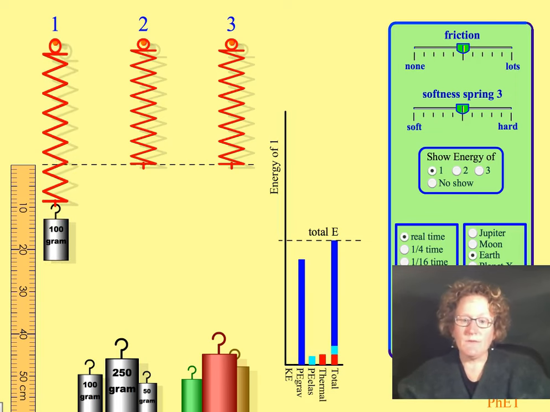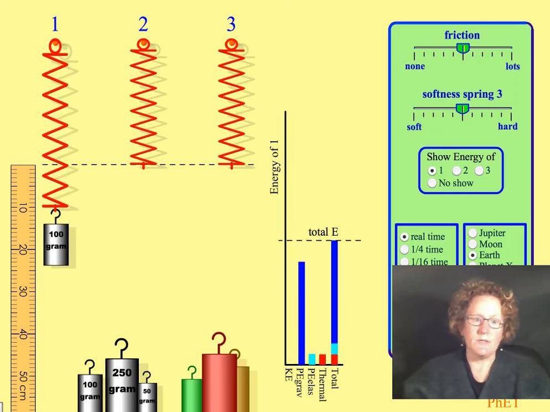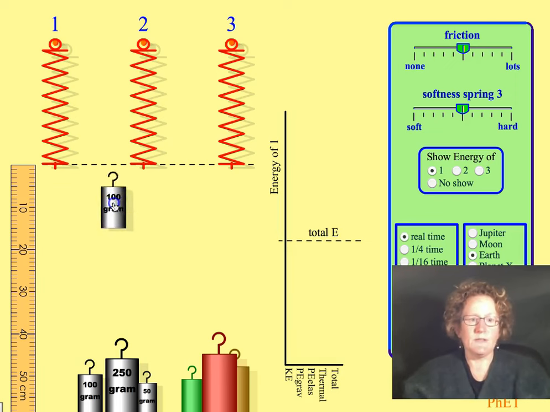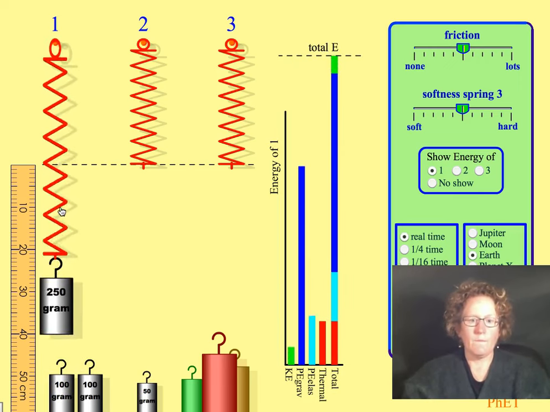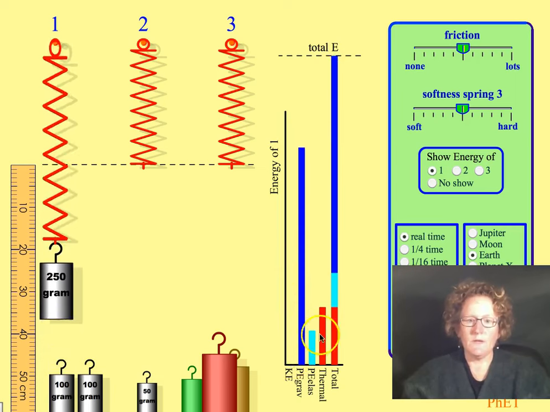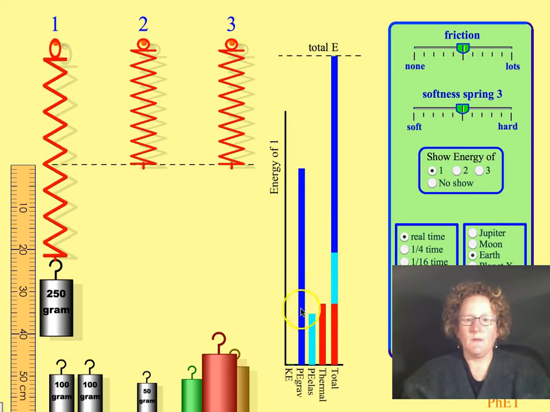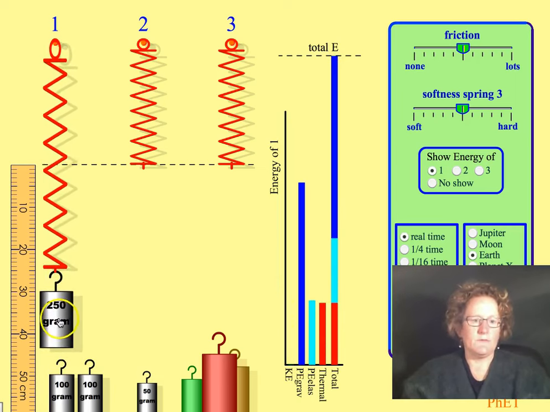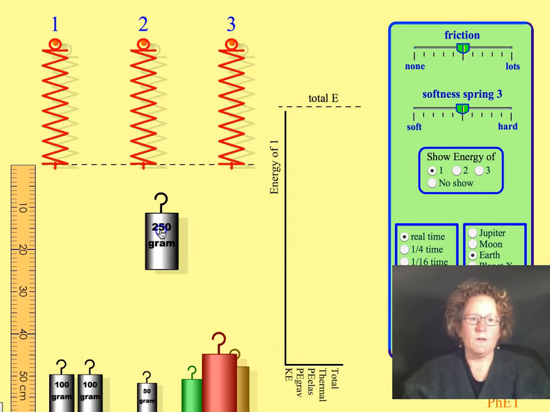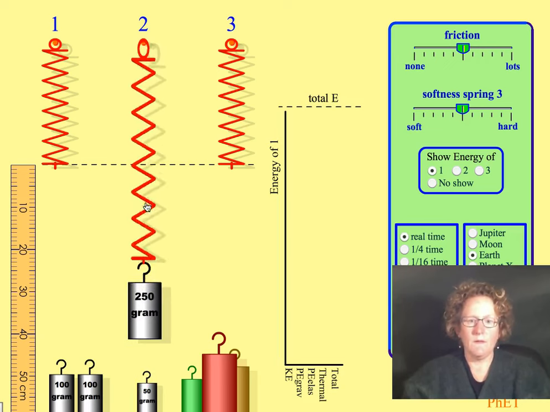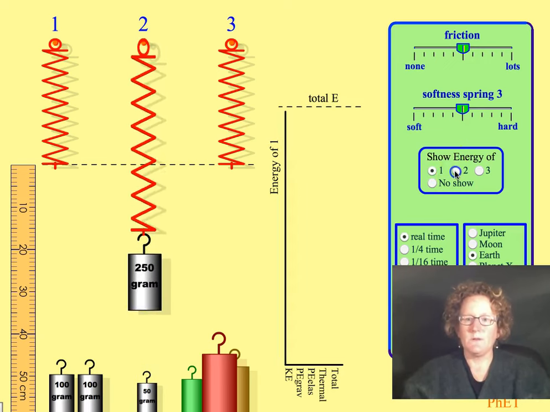In the next question, we have to figure out why we used varying conditions. We may also want to test this with a different mass. You can see all of the energies are different here. Let's do it on spring 2. Just see, oops, we got to show the energy of spring 2 then.